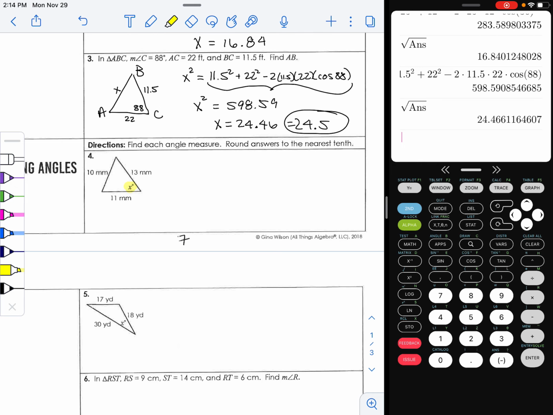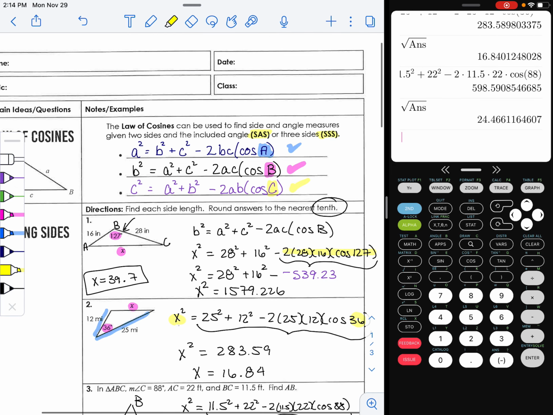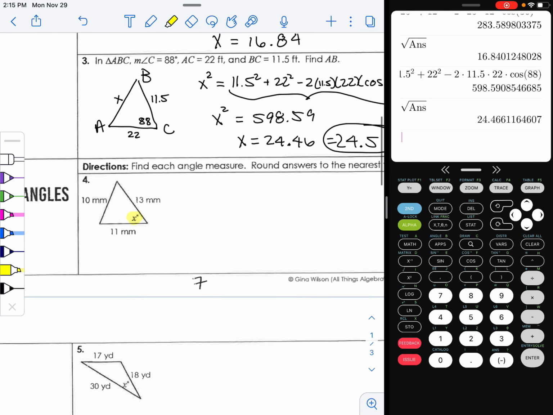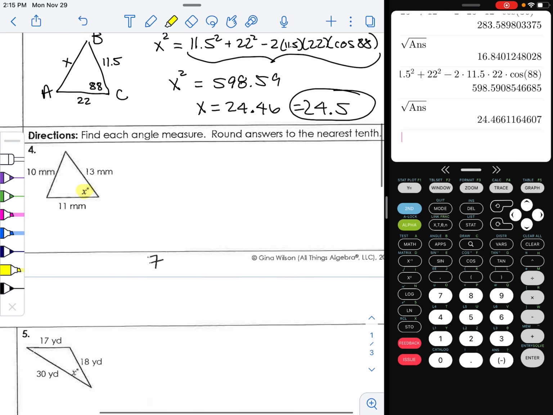So if we look at this problem and go back up and look at my law of cosines, whatever angle I am solving for is the side that I start with. So I'm solving for x. If you want to see, we can label it ABC. I'm solving for angle C, which means I need to start with side C. I would have side C squared equals A squared plus B squared minus 2AB times the cosine of angle C. So this is what I'm plugging in.